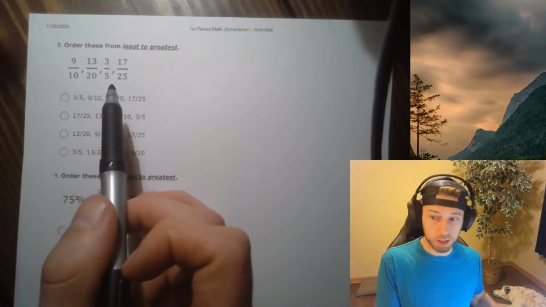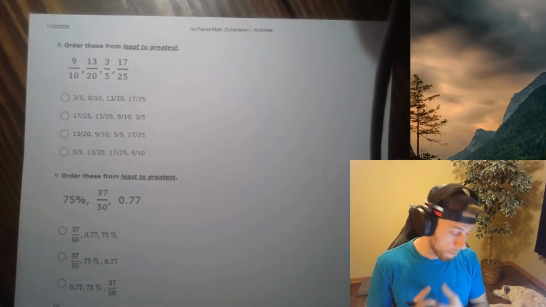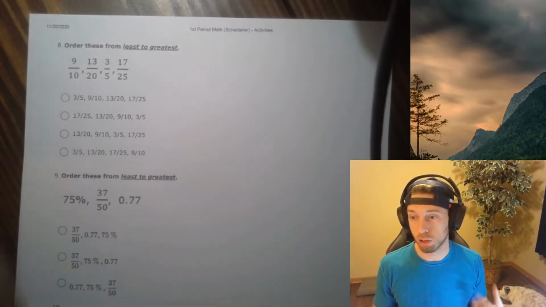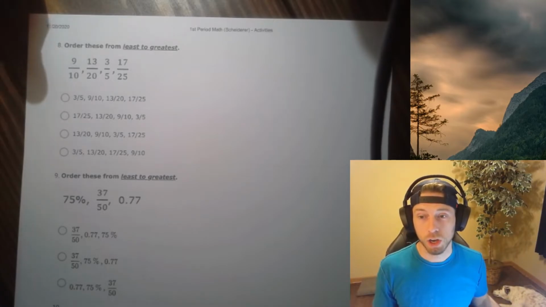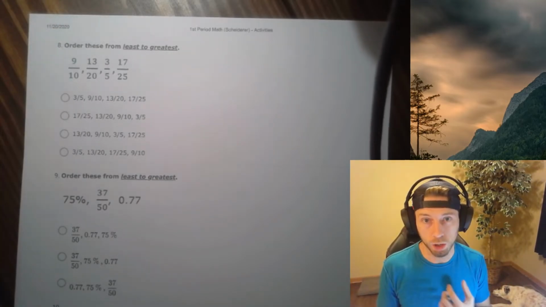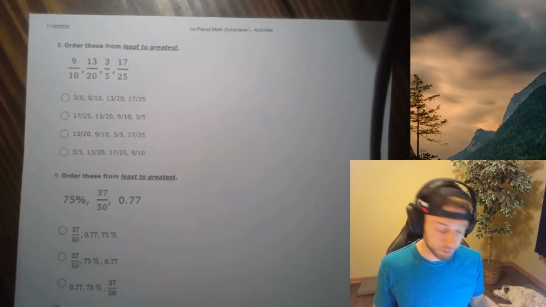So you got to turn the denominators of every single one of these to 50 and then line them up in order from least to greatest. I'm not a huge fan of that. My favorite way to do it is to turn them all into decimals and then put them in order from least to greatest. Decimals is always the best way to go because it's the easiest to convert. You can just divide every single one of these to figure out that answer.